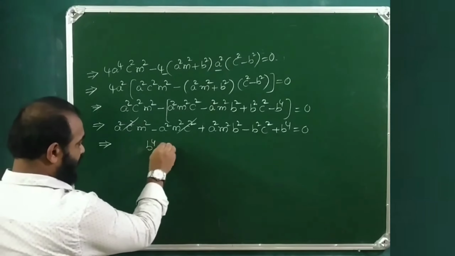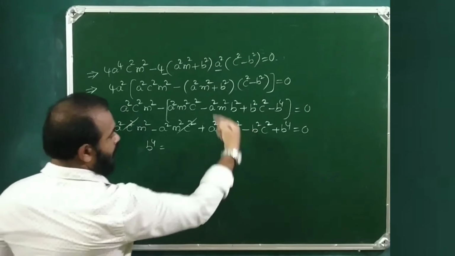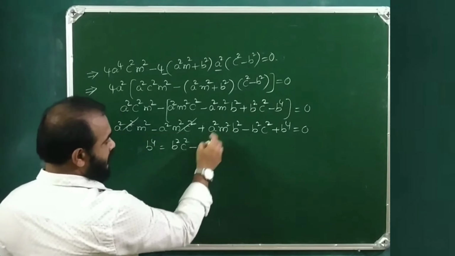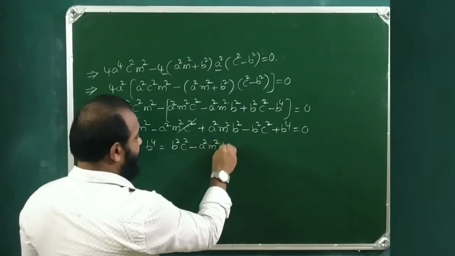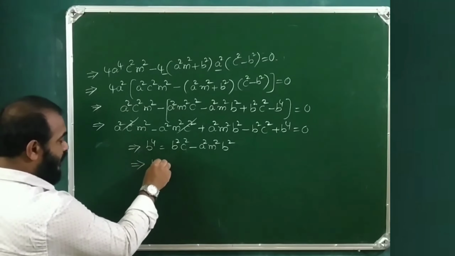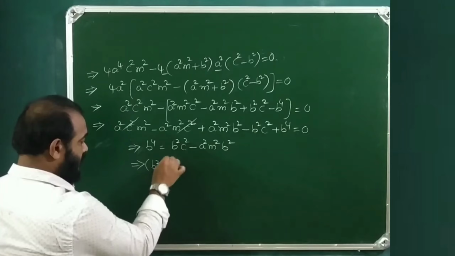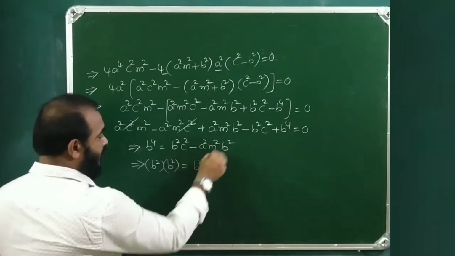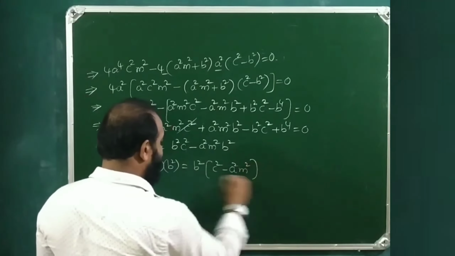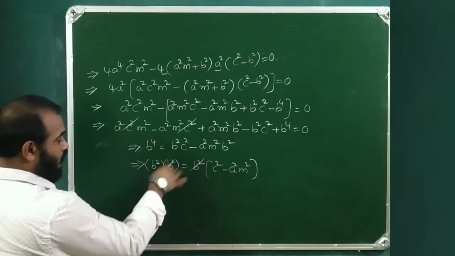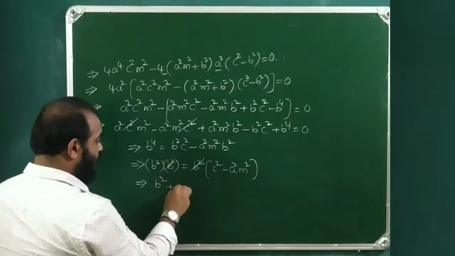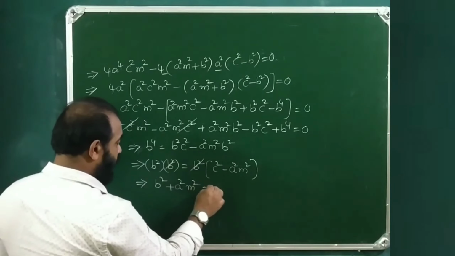B power 4 is equals to, if you transpose onto another side, this is b square c square minus a square m square b square. So this is b square into b square is equals to, take b square in common in both of them, then this is c square minus a square m square. So b square gets cancelled. So b square, this minus a square m square, if you transpose onto another side, a square m square is equals to c square.